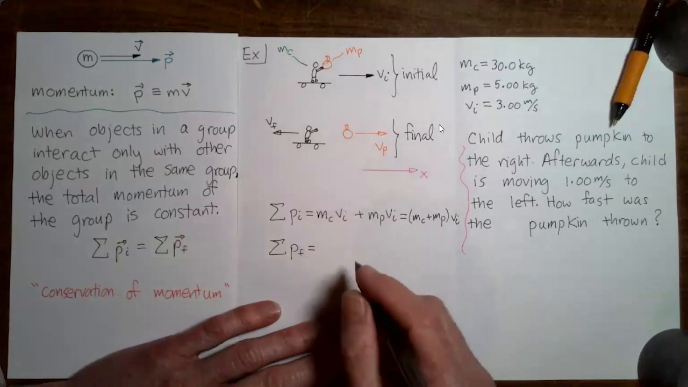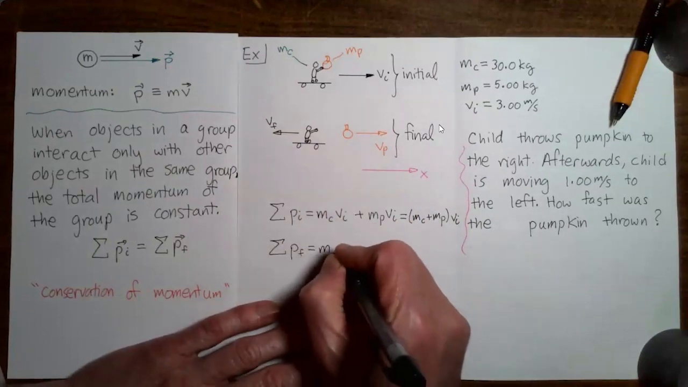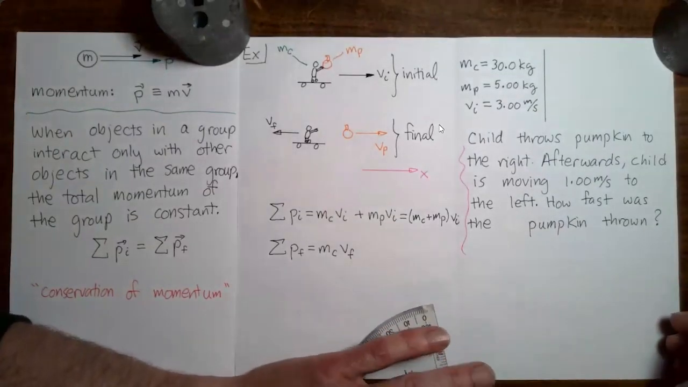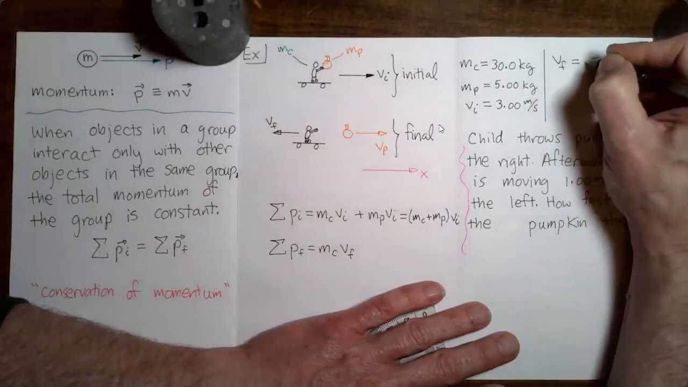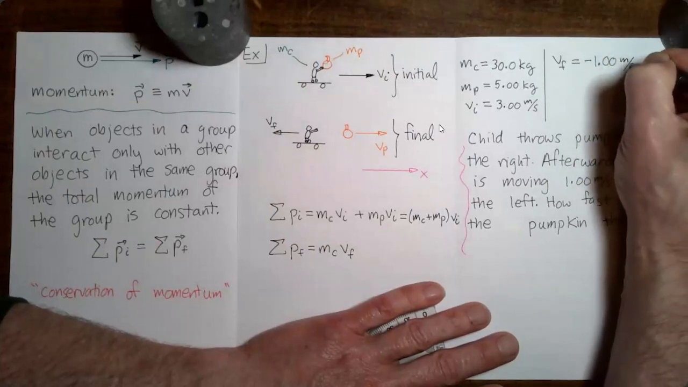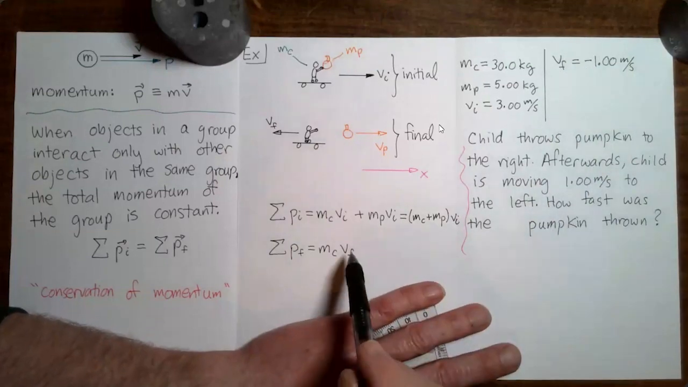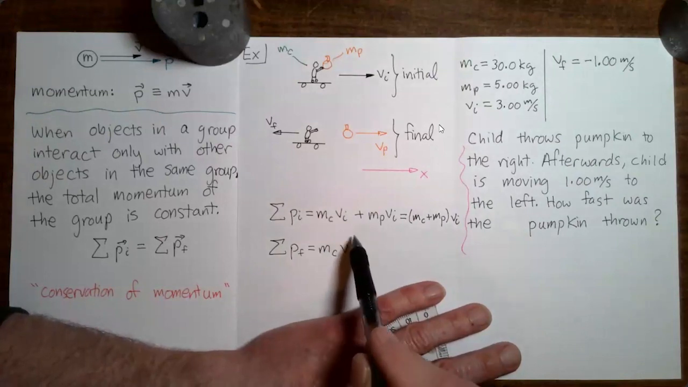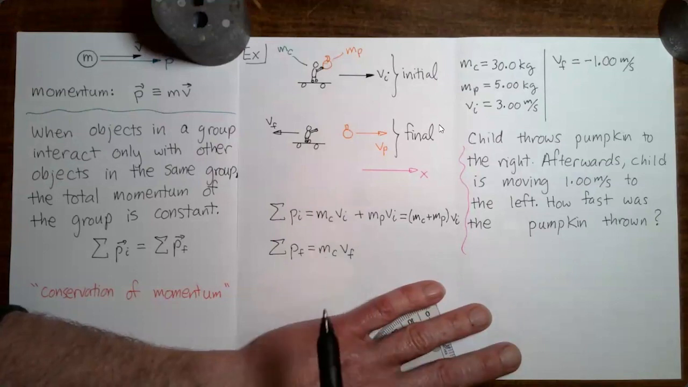All right, in the final situation, we have the momentum of the child. I'm going to write that as mass child times velocity final. I probably should have done this earlier, but I'm going to write v final equals minus 1 meter per second. Since we're taking v final to be minus 1 meter per second, this expression, mass of child times v final, is itself negative, and we just want to leave it like that.